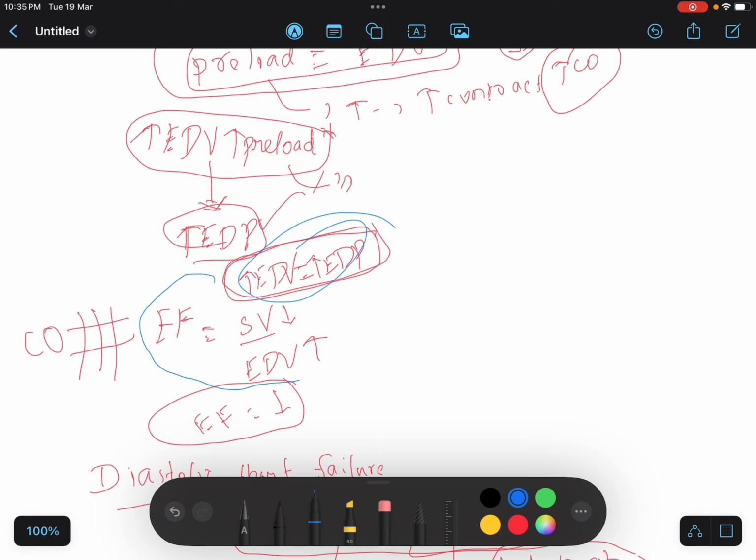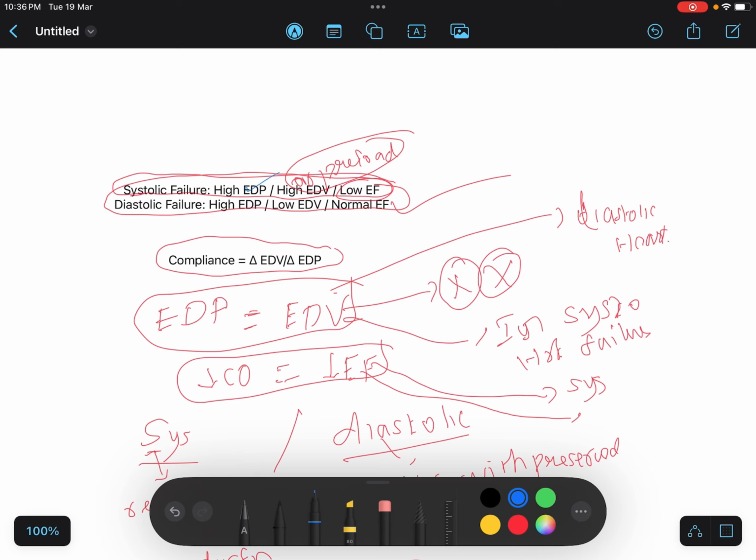The ejection fraction formula is completely different from cardiac output. Ejection fraction is equal to stroke volume divided by end diastolic volume. In systolic heart failure the stroke volume is decreased, which indirectly means cardiac output is decreased, and the end diastolic volume keeps increasing because of the decreased cardiac output, so it leads to decreased ejection fraction. So systolic heart failure is very easy to understand. Now we look at this equation: systolic heart failure has high end diastolic pressure, high end diastolic volume, low ejection fraction, and decreased cardiac output.